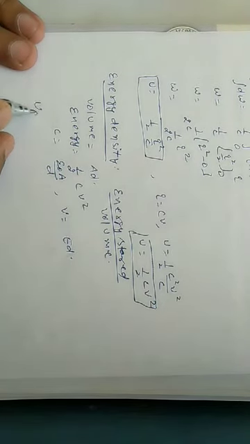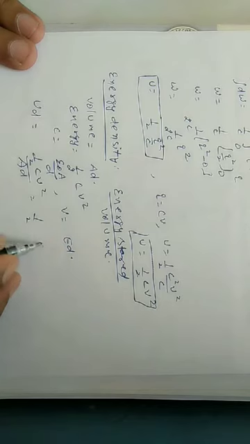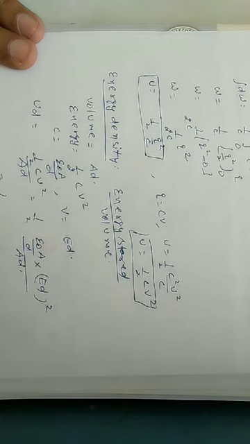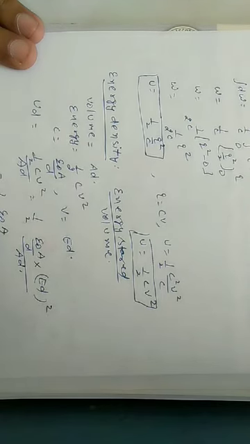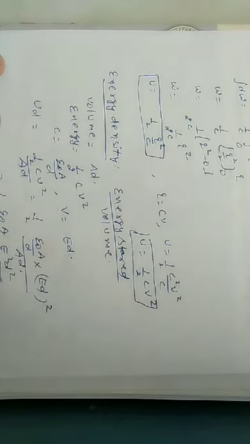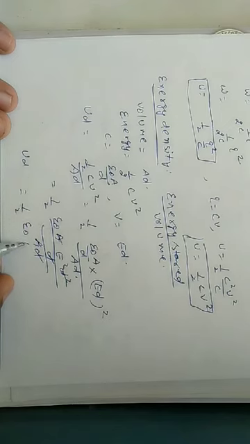Therefore, energy density U_d is energy stored, half CV square, upon volume Ad. Half C is epsilon 0 A by d, into Ed, upon A into d. Half epsilon 0 A E square d square upon d, upon Ad. So it will be cancelled, it will be cancelled. So energy density will be half epsilon 0 into E square.